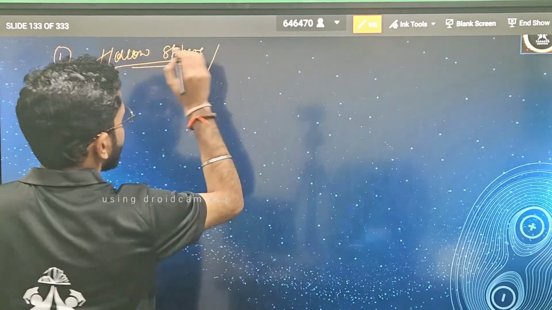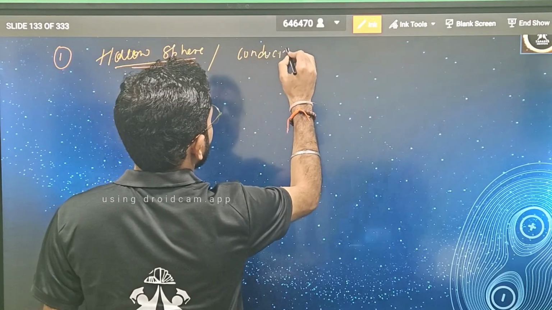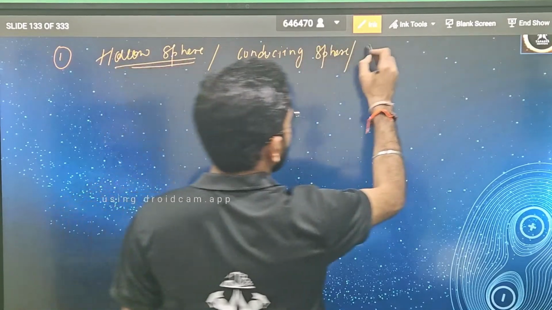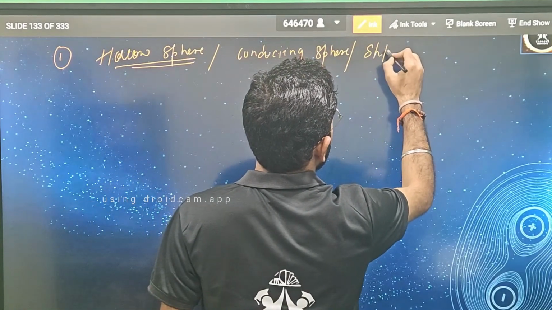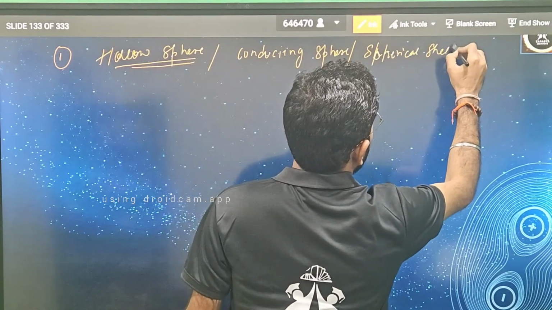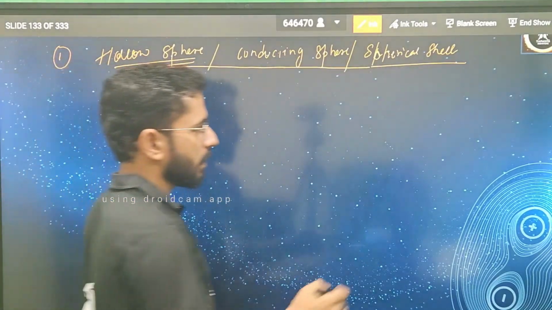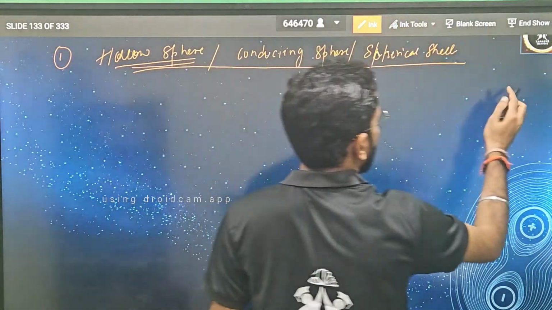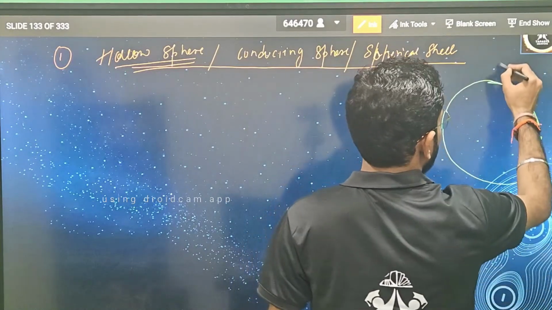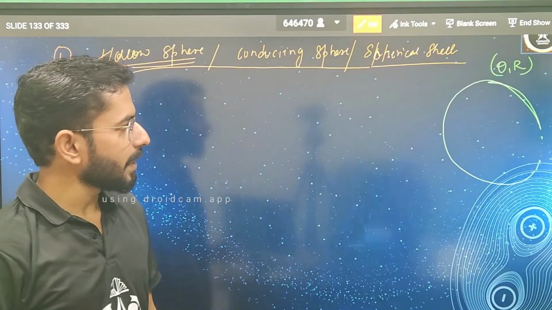Hollow sphere. Hollow sphere can also be given as conducting sphere. Conducting sphere, hollow sphere, or they can also give you this name as spherical shell. Any of these three things are given, that means they are giving you the same thing. Nothing is changed. What they are trying to give you is a spherical body of, let's suppose, charge present q and radius r.